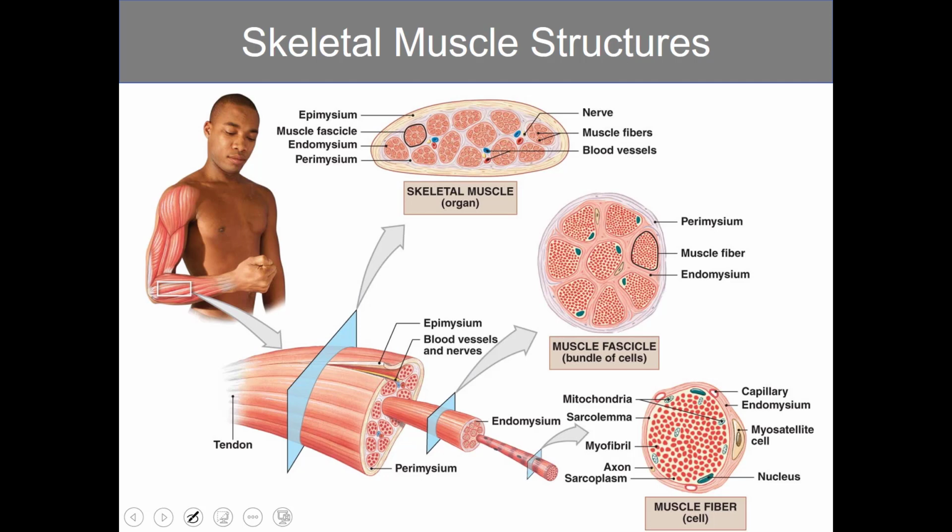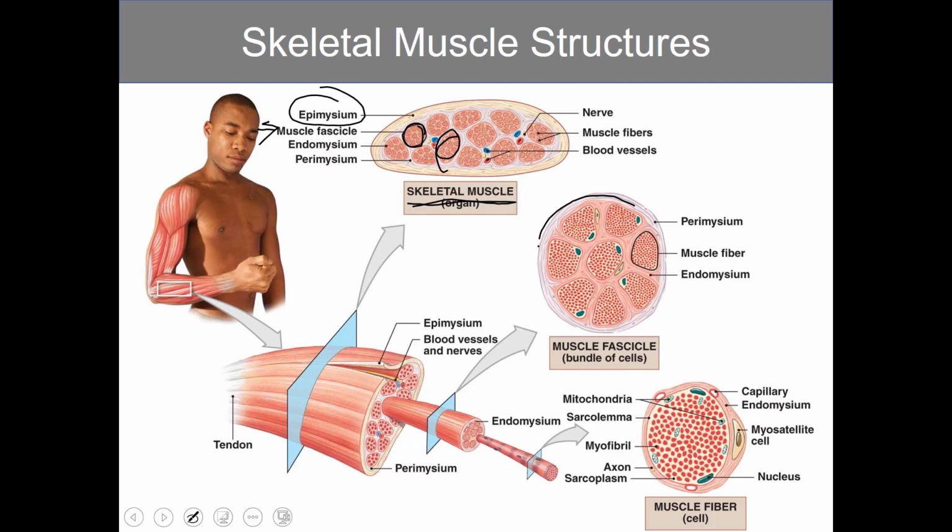So if you were to consider an entire muscle, and we have one here at the top, the entire muscle is going to be covered with the epimysium. This is a layer of connective tissue that coats and covers and separates the muscle from surrounding tissues. If you look at that muscle, you can see that it's made up of structures called muscle fascicles, these little rounded structures located within the muscle proper.